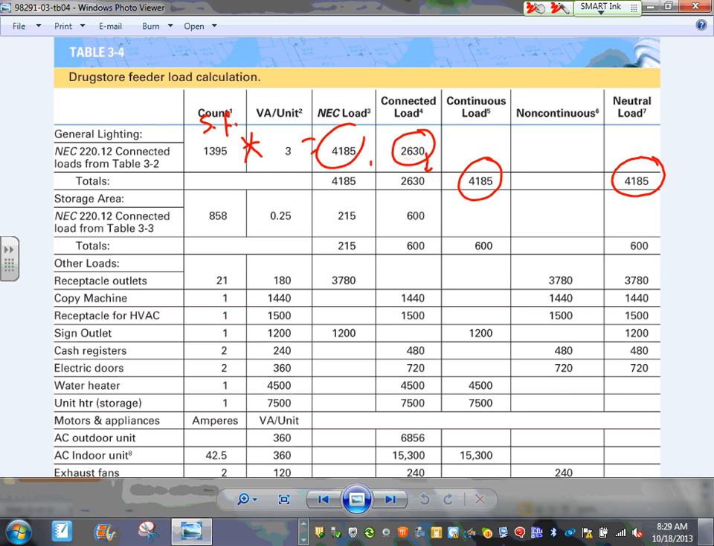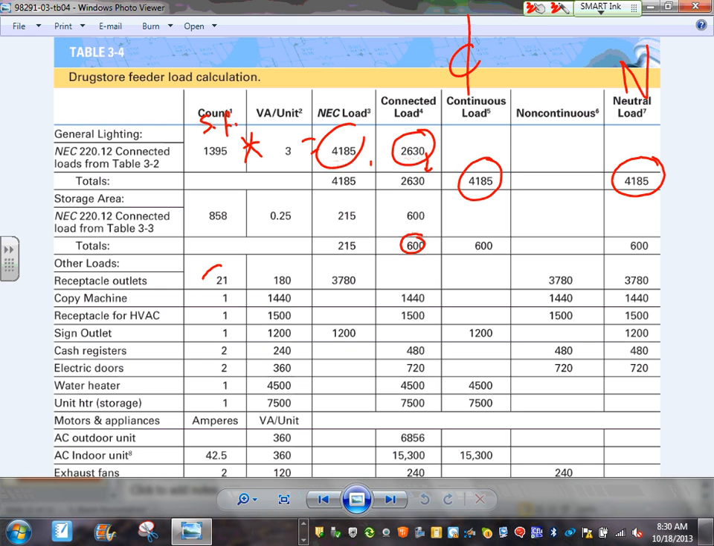Storage area, the same thing, guys. They picked the largest of the two. The connected happened to be the largest. And they also put them under a neutral. They're doing a neutral calculation and phase calculation, exactly like we did. This is a load calc, basically. Moving all the way, guys, into receptacles.